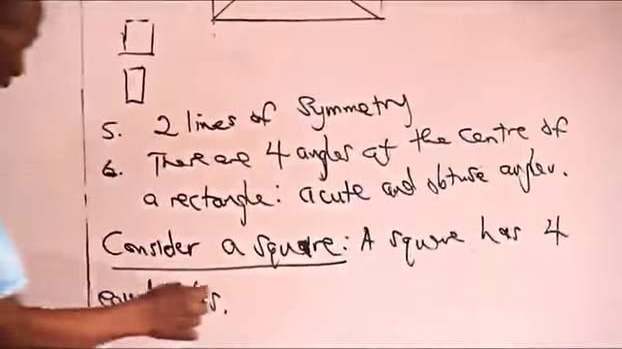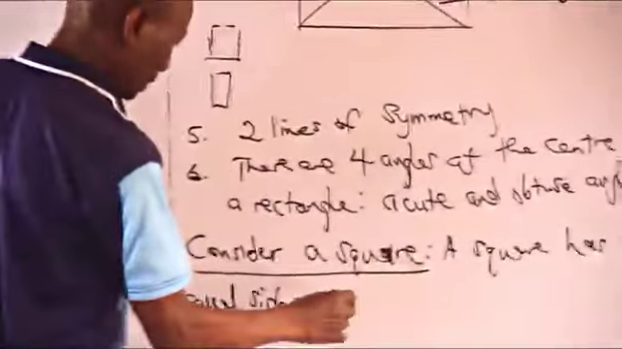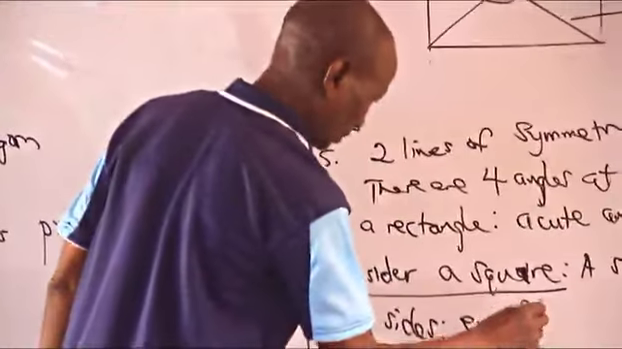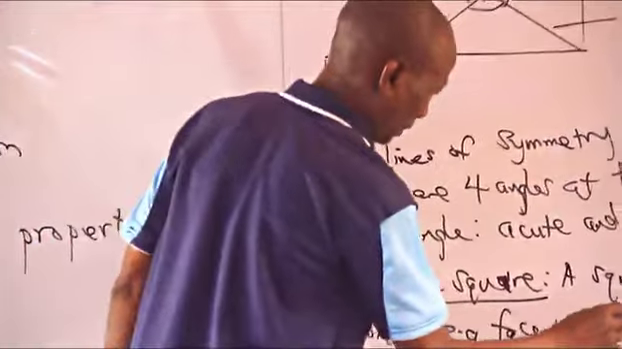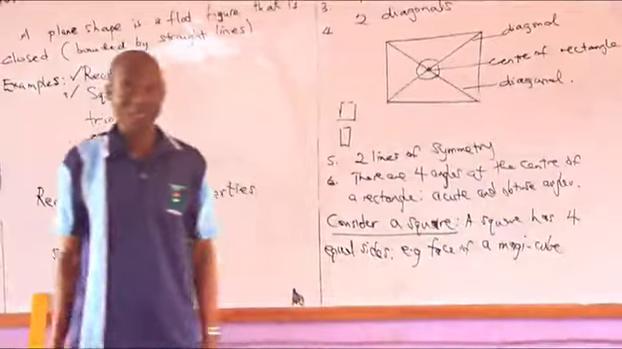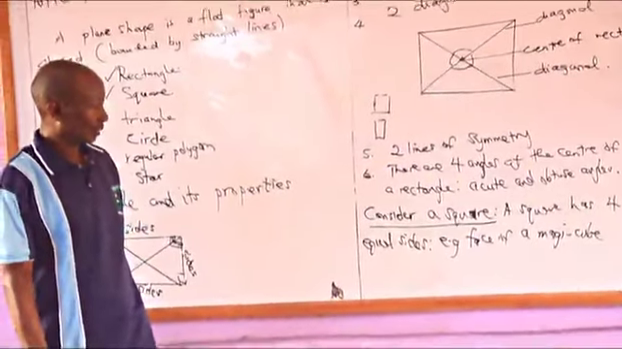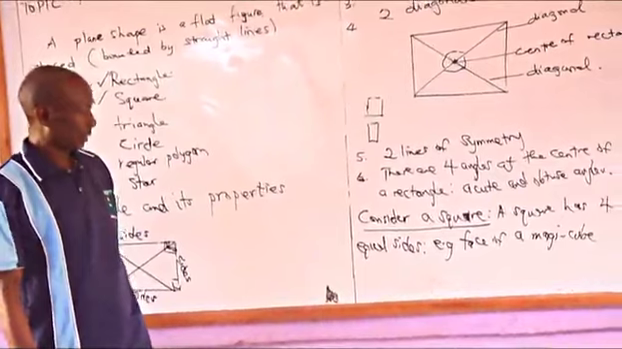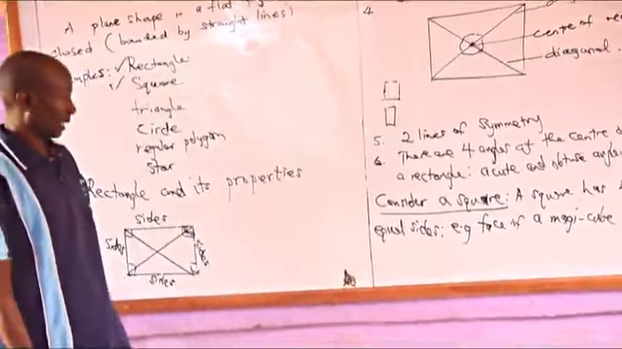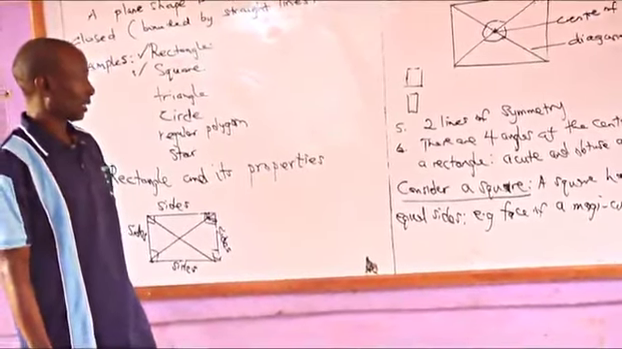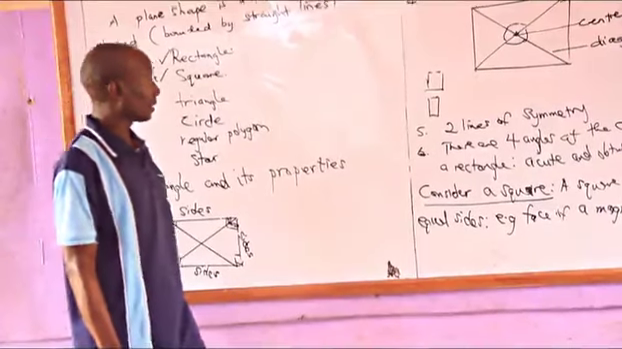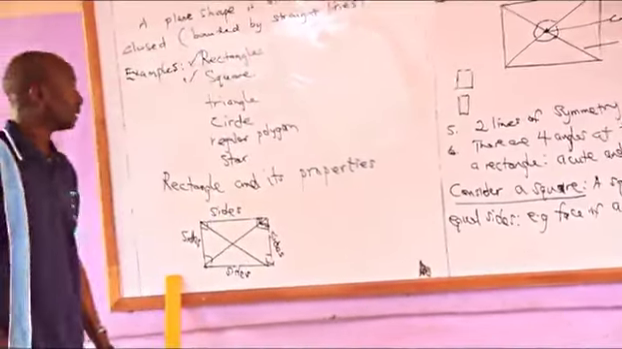Now talk about the face of a magic cube. The face of a magic cube is a square. You can think of other materials that have a square as their face. So the properties of this rectangle must be well known.